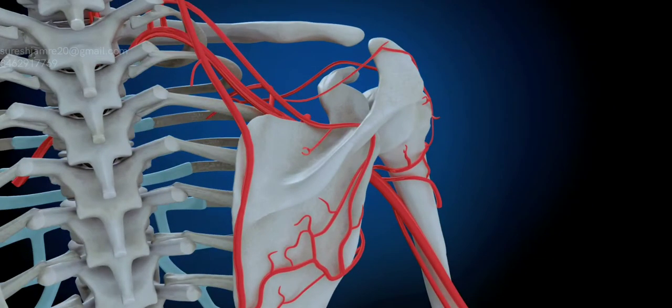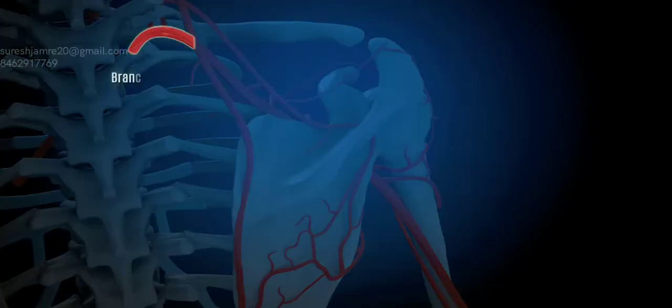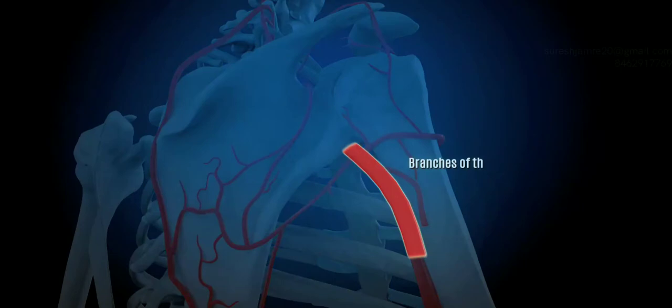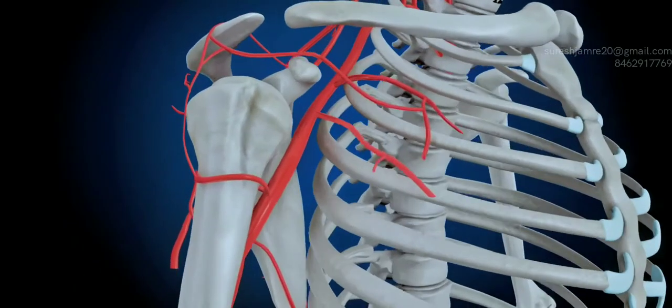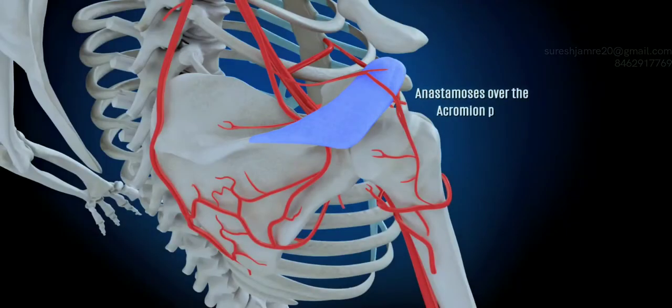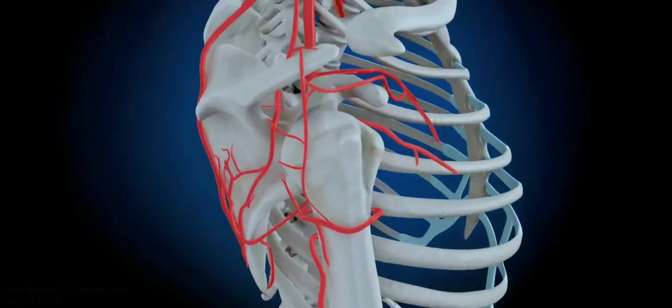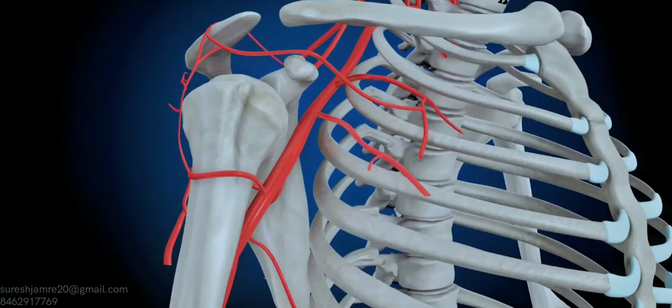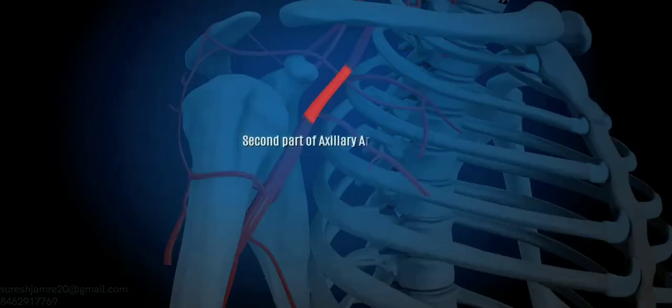Note, this is an anastomosis between branches of the first part of the subclavian artery and branches of third part of the axillary artery. Anastomosis over the acromion process. It is formed by the acromial branch of the thoracoacromial artery, a branch from second part of axillary artery.